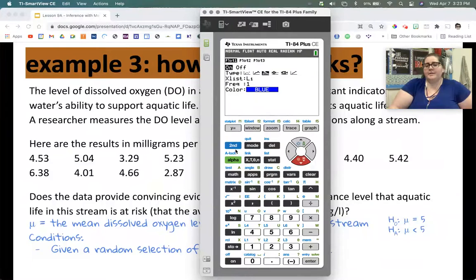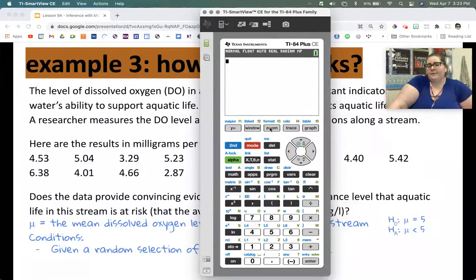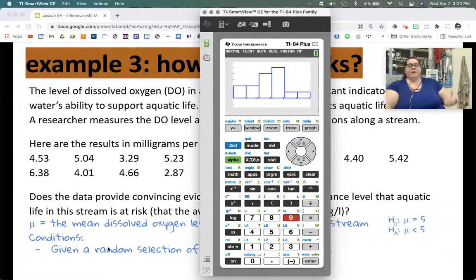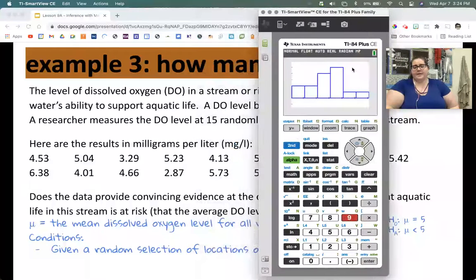Once all that's set, I'm going to do second quit or second mode to get back to the home screen. And then, instead of going to the graph, I'm going to go zoom, and then pick number 9, which says zoom stat. What that will do is zoom my window perfectly to where I can see the histogram that I've just created. So there is my histogram. And again, what I'm looking for on that histogram is major skewness or major outliers on one side of the graph, because that would indicate that possibly the population is skewed.